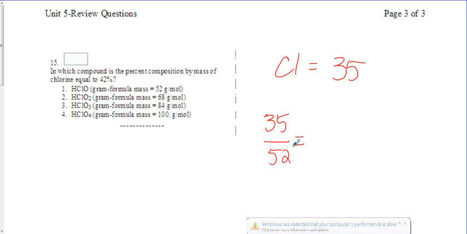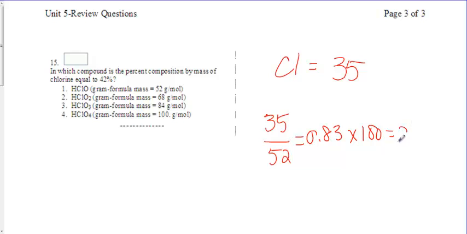So 35 divided by 42 times 100, and I'll tell you right now that's 83%, so that one's out. Then we look at this one and we say 35, and I'm just doing scratch work here. 35 divided by 68. I won't even multiply because I can tell right off the bat this is 0.51, which if I convert that is not 42%.